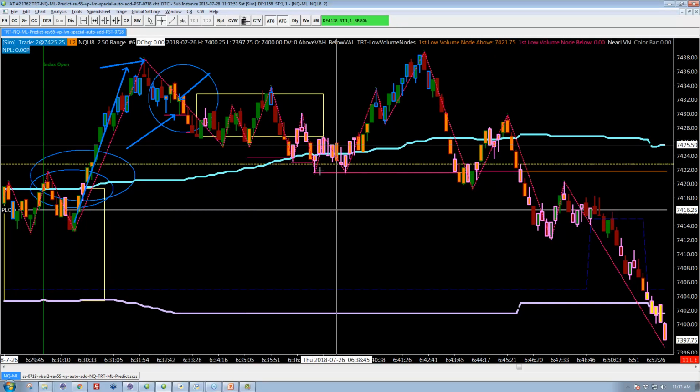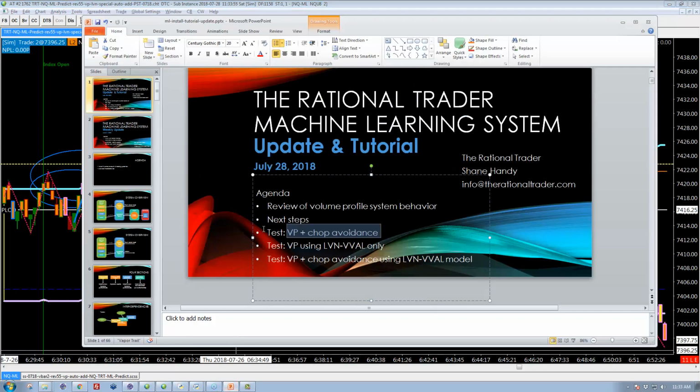Once we get this working, then we'll go after the ES, which in some ways I think it can work better because there's more volume in that market. And in other ways, it may not work as well because there's less of a range. So we have to find that there's a sweet spot in there somewhere.